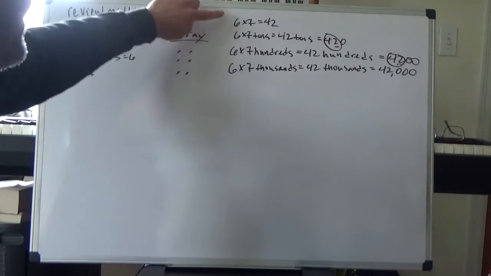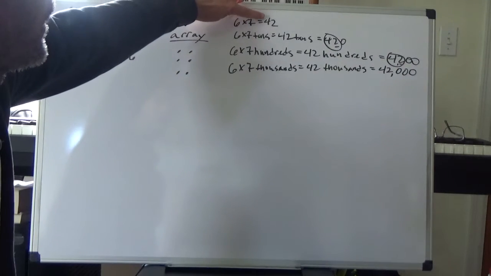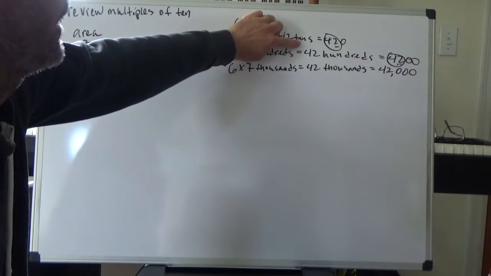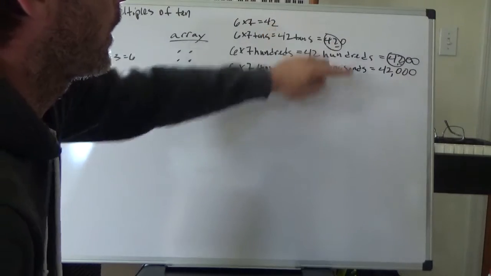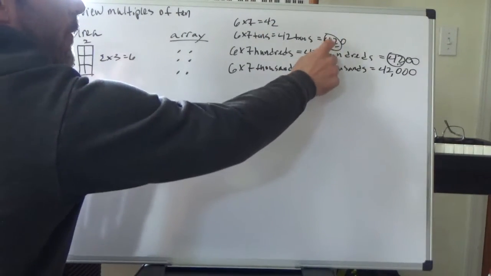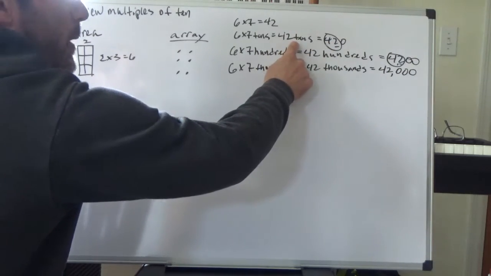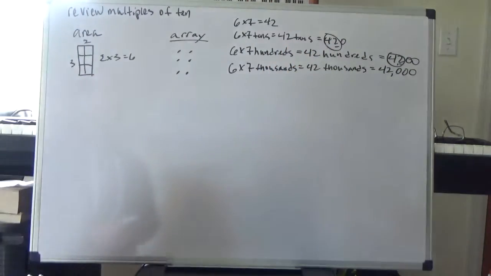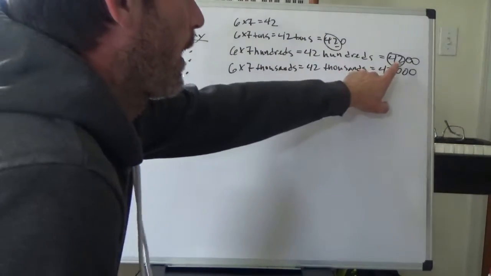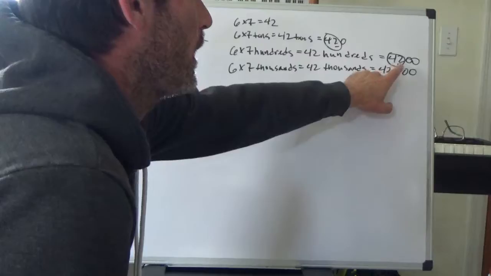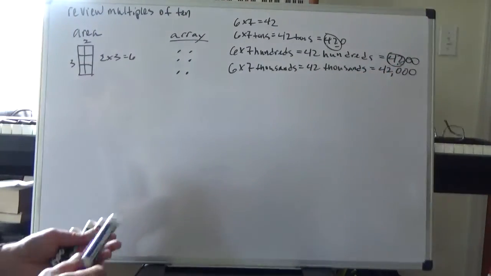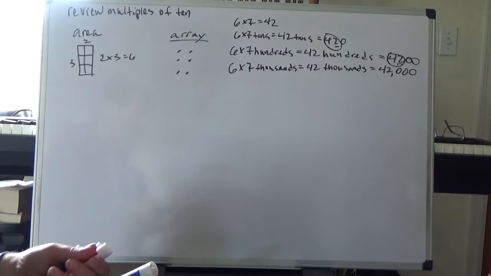Up here we have regular facts. 6 times 7 is 42. 6 times 7 tens is 42 tens, or again 420. I have 2 in the tens place, but it would take me again 42 tens to build 420. 6 times 7 hundreds is 42 hundreds. I would need 42 100s to build 4,200. And then 6 times 7,000.